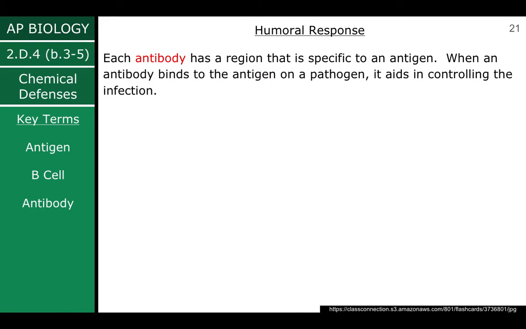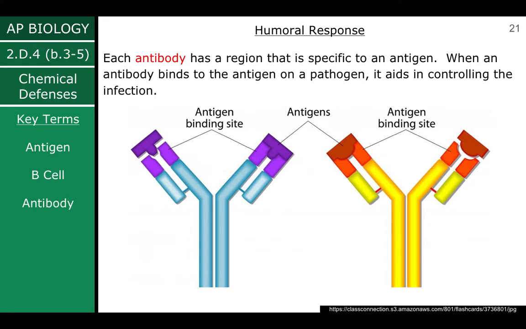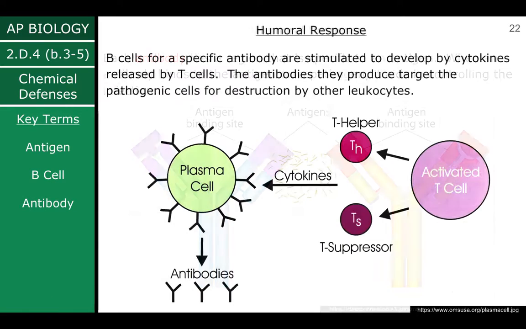Each antibody has a region that is specific to an antigen. When an antibody binds to the antigen on a pathogen, it aids in controlling the infection. So here are antigen binding sites. Here's our whole antibody and our antigens binding here. Once again, that is in order to help control the infection. For a humoral response, B cells for a specific antibody are stimulated to develop by cytokines released by T cells. The antibodies they produce target the pathogenic cells for destruction by other leukocytes.